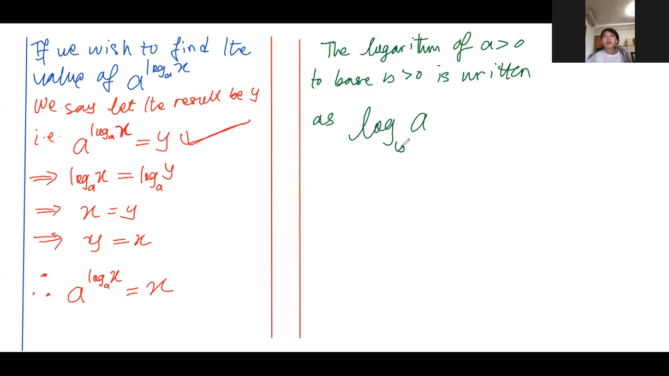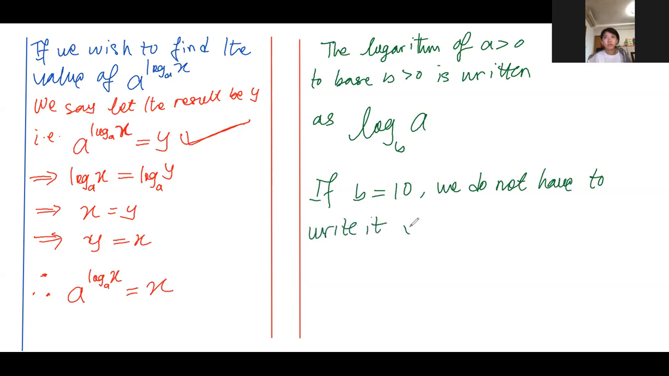Written as this. If B is 10, we don't have to show it. You don't have to write it. That is, instead of saying log A to base 10, you can simply just say log A. Does that make sense? You can simply say log A.